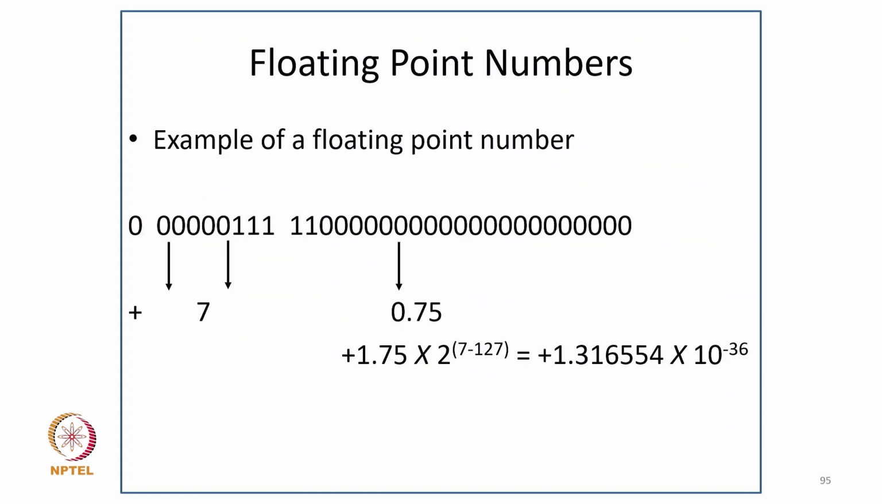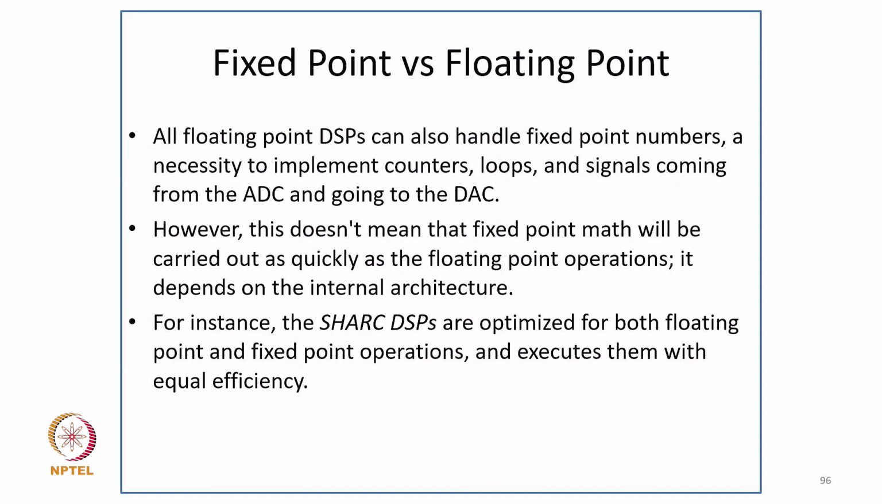As an example of a floating point number, here it is shown with the bits. The first bit is for plus or minus, then the 8 exponent bits are shown as a number here, and then the remaining mantissa bits show something like 0.75, that is plus 1.75 times 2 to the power 7 minus 127, equal to plus 1.316554 times 10 to the power minus 36.